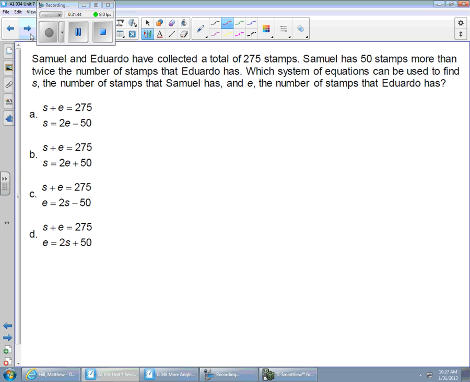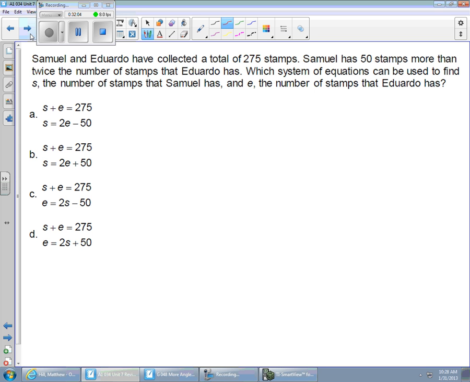I've only got one more example here for us. Let's see if we can figure it out. Samuel and Eduardo have collected a total of 275 stamps. Samuel has 50 more stamps than twice the number of stamps that Eduardo has. Which system of equations can be used to find S, the number of stamps that Samuel has, and E, the number of stamps that Eduardo has?